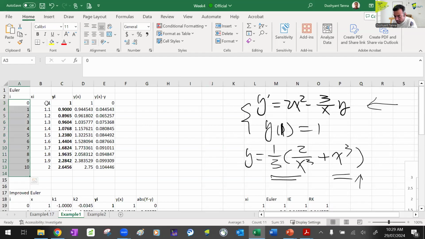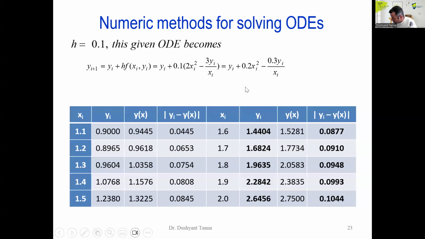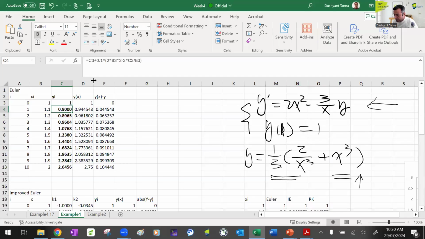So it's all your i. X is just keep on adding 0.1 until you reach 2. Yi, which is this part. Sorry, this one. So if you go to slides like it was shown here, you need to write in a more simplified form. Yi plus 0.2 because 0.1 times 2, xi squared 0.3 yi over xi, right? So yi, and just however you write, as long as, just write everything there.